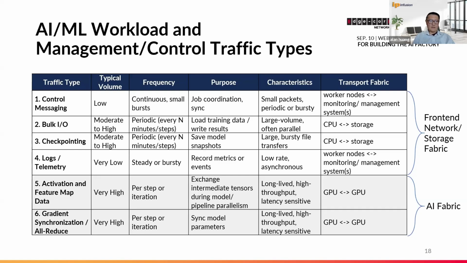So these are better handled by the storage fabric, front-end network and the storage fabric as a single network. The activation data, the 5th and the 6th, the activation data during forward pass and the gradient synchronization, reduction, exchange between GPUs during backward pass, those are at high throughput and highly latency sensitive, and therefore they are transported by the dedicated AI fabric. So this table illustrates the purpose and necessity of having a dual fabric AI data center network, with a different fabric dedicated and suited for different traffic types.